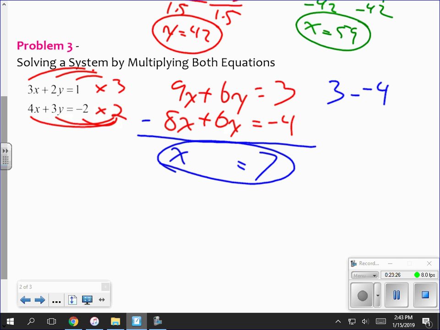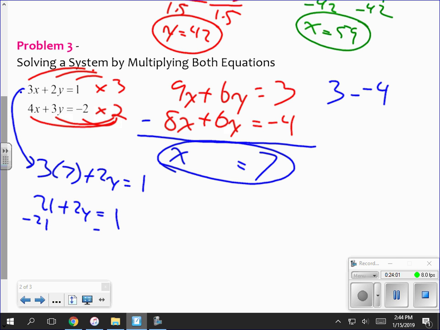You can put them in the original. You can put them in any other equation you want. You can put that 7 in for any x you want anywhere. I would actually do this top one here because everything is nice and positive to begin with. So using this equation, I have 3 times 7 plus 2y equals 1. 3 times 7, I get 21, plus 2y equals 1.